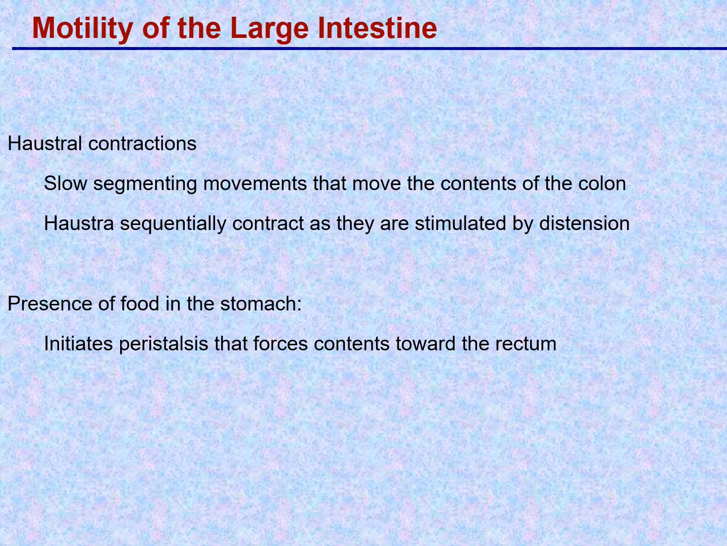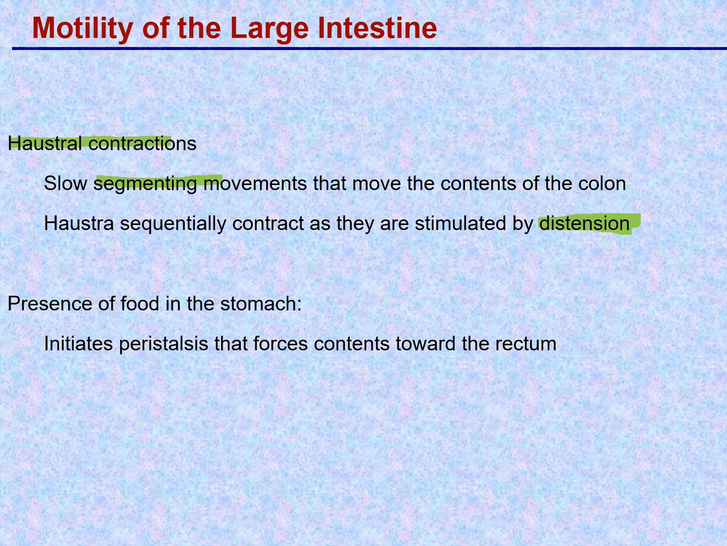Motility is by contraction of the haustra. The haustral contractions are like segmentation that helps to move the contents along. The haustra sequentially contract as they get stimulated by the stretching of the space as material moves down and fills an empty area of the colon and stretches it. That triggers contraction.